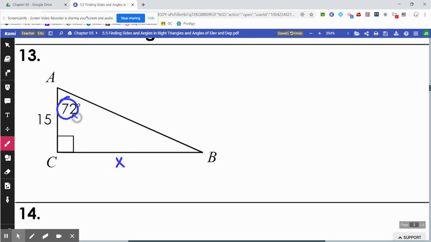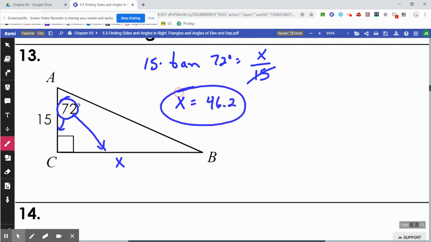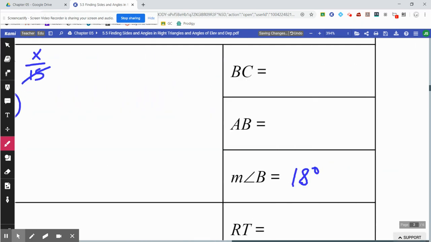Here's my angle. I'm dealing with opposite and adjacent, so that'd be a tangent problem. The tangent of my angle is equal to opposite over adjacent. To figure out what X is, since it's divided by 15, we're going to multiply by 15, and we get that X would have a value of 46.2. So therefore, side BC is 46.2.